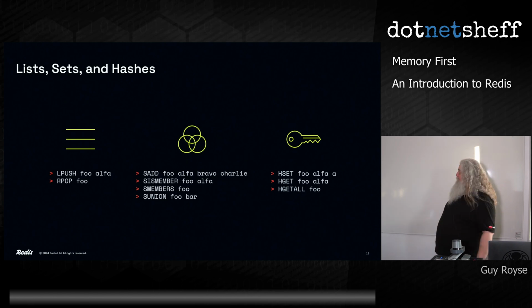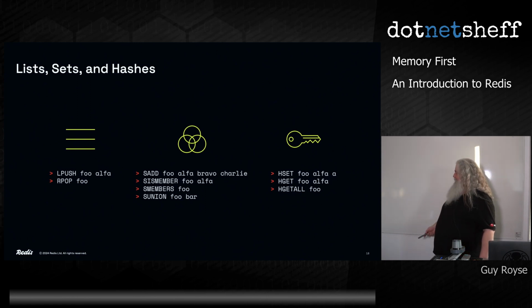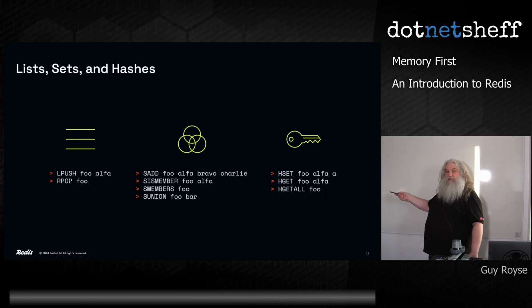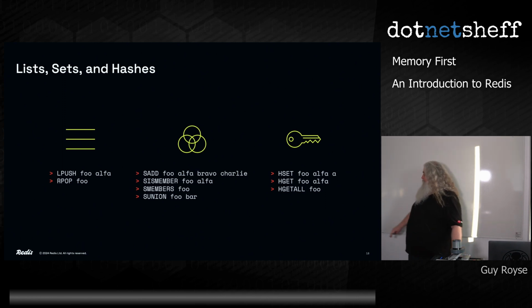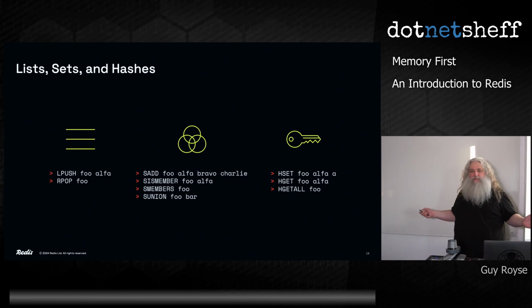And then if you're working with hash tables, you've got hset, and you can set in the key foo the field alpha to the value of a. And then you can get in the key foo the field alpha, and it will give you just that one value. Or you can do an hgetall on the key, and it will give you all the keys and all the values. So lots of commands to manipulate these basic data structures.